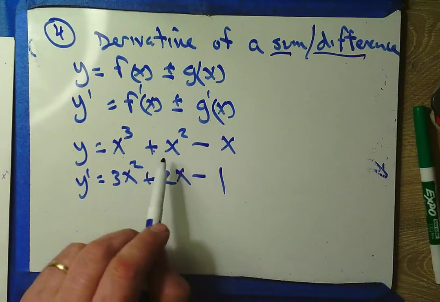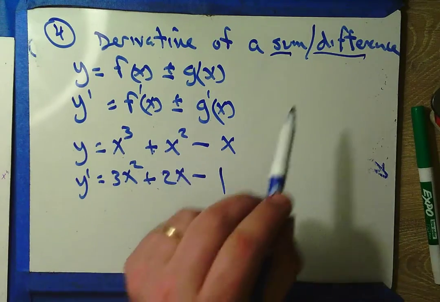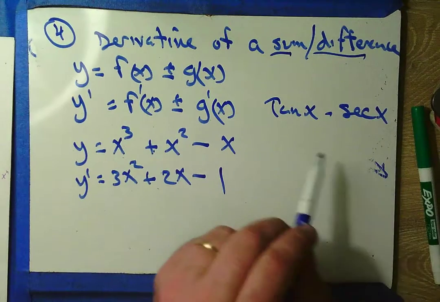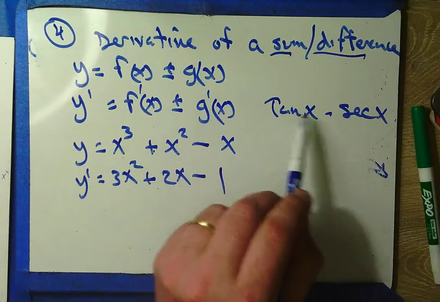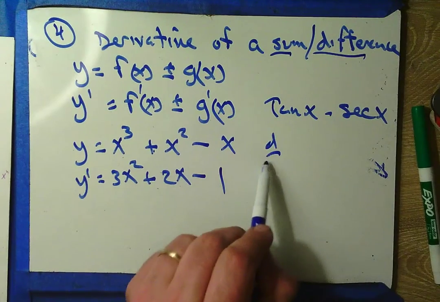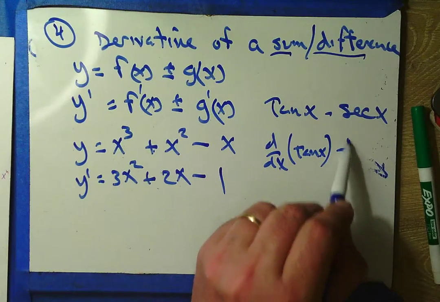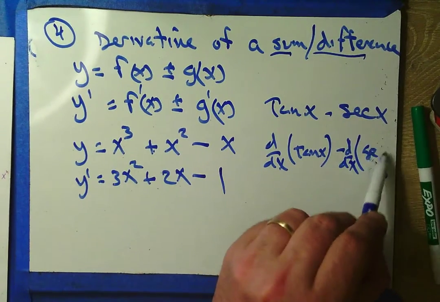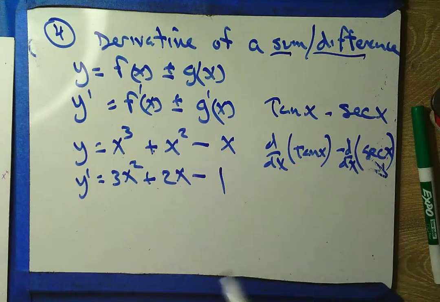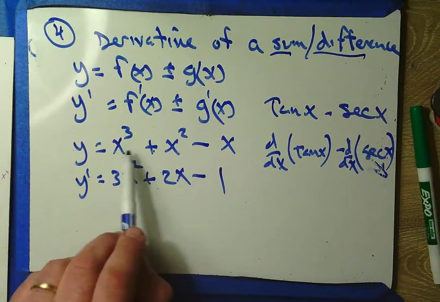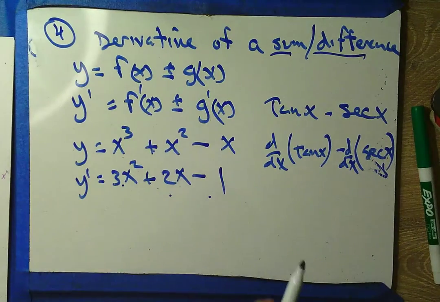And here I'm using power rules, but like I said, later on we'll have things like tangent x minus secant x. And we know that the derivative of tangent x minus secant x will be the derivative of tangent x minus the derivative of secant x. More about these later. Right now, we're just saying, look, if you've got this polynomial and you want to take the derivative of each piece, you're going to be good to go. That's number 4, the derivative of a sum or a difference.